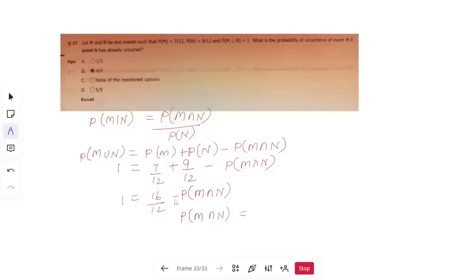16 by 12 minus 1, which is equal to 4 by 12. Now we will simply substitute in this formula. We have found the upper value, which is 4 by 12, and the lower value is 9 by 12. When you solve it further, you will get the answer as 4 by 9. Hence the correct answer for this question is 4 by 9.